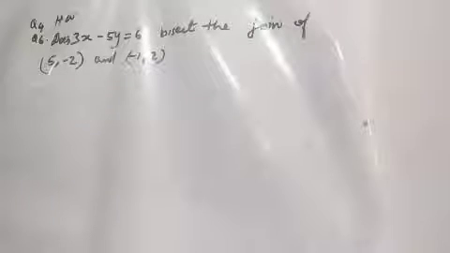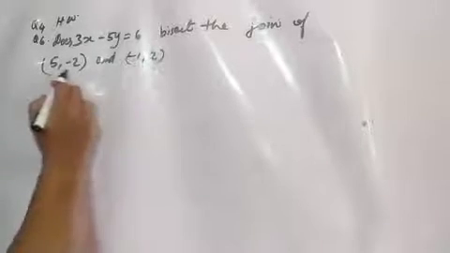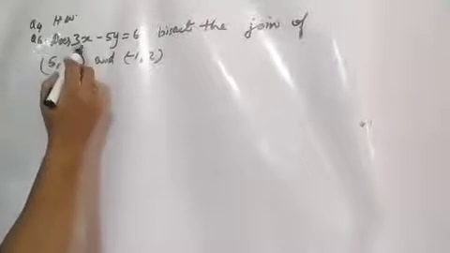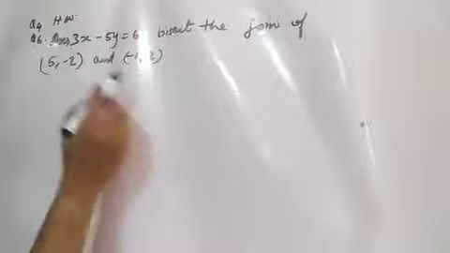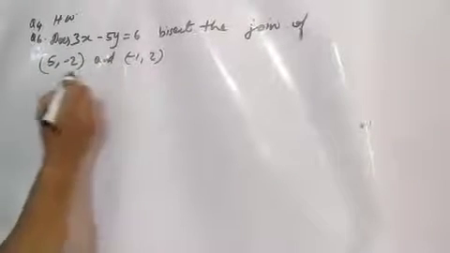Question number 4, homework, sixth one. Does the line 3x minus 5y equal to 6 bisect the join of 5, minus 2 and minus 1, 2? Here we will get a line segment connecting these 2 points, no? And the other line is 3x minus 5y equal to 6. They bisect each other or not? That is the question. Bisect means what? Yes, divide that given line equally, divided into 2 equal parts. Is that possible or not? That is the question. First, to bisect means we have to find the midpoint of the given line, no? This is the line joining these 2 points.